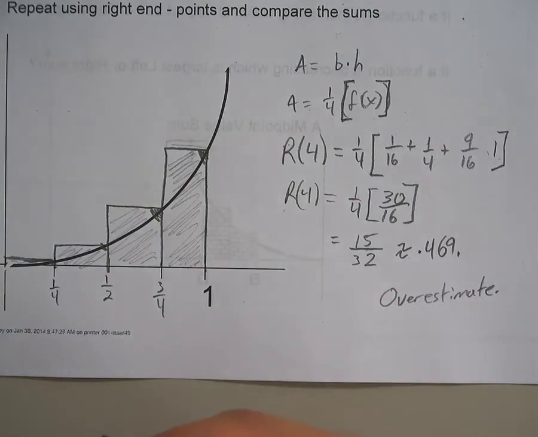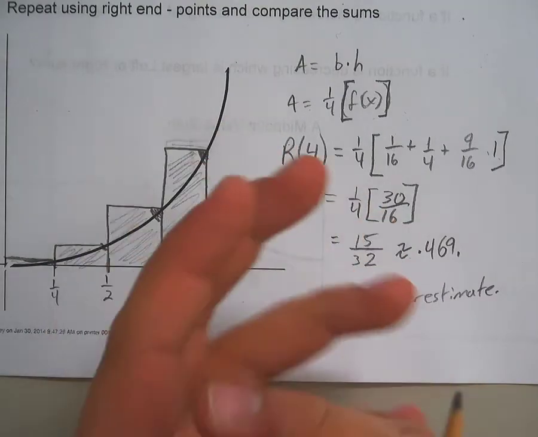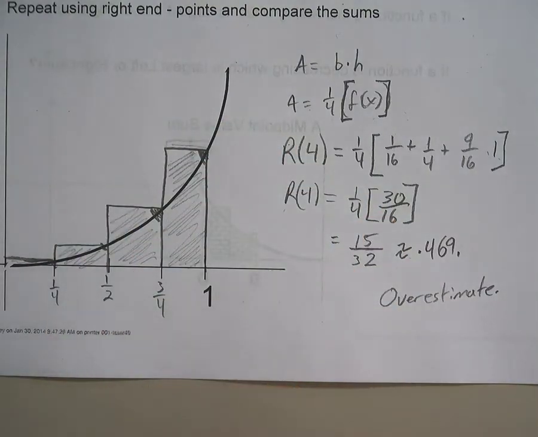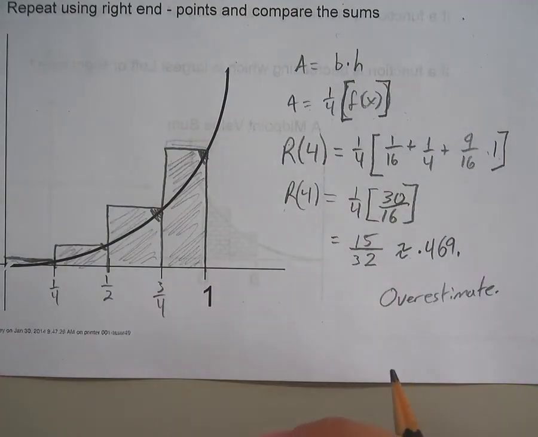Now that could change with your function. Please don't misunderstand. Right-hand sums are not always overestimates. Left-hand sums are not always underestimates. It depends on the graph. If this was concave down, for example, it'd be the other way around.